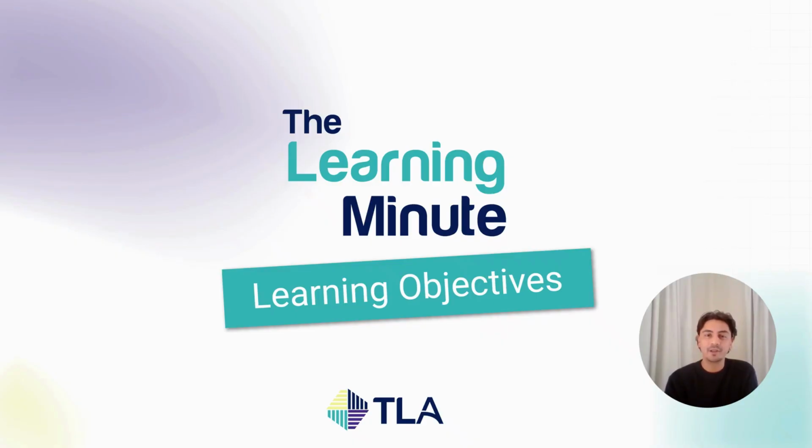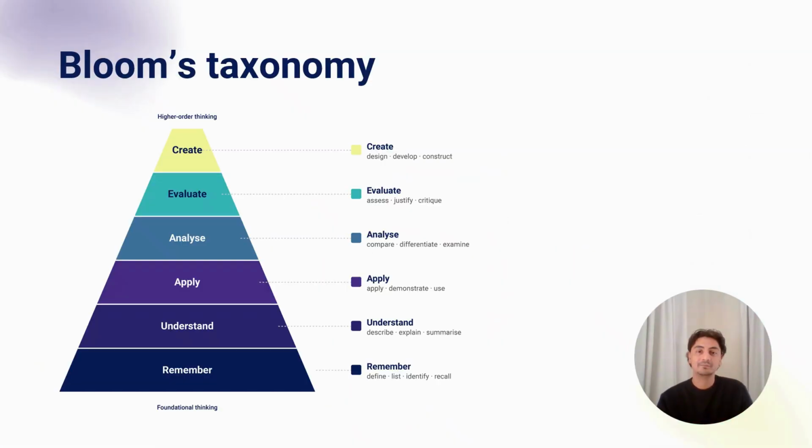To kick us off on this series, we're looking at learning objectives. AI can write your learning objectives, but it can't really tell you if they're actually good ones. Here's a quick 30-second check that I like to use when designing e-learning for our clients. There's a model called Bloom's Taxonomy.